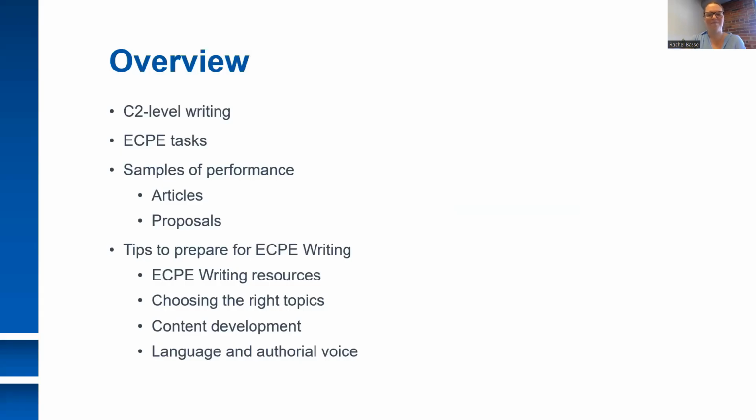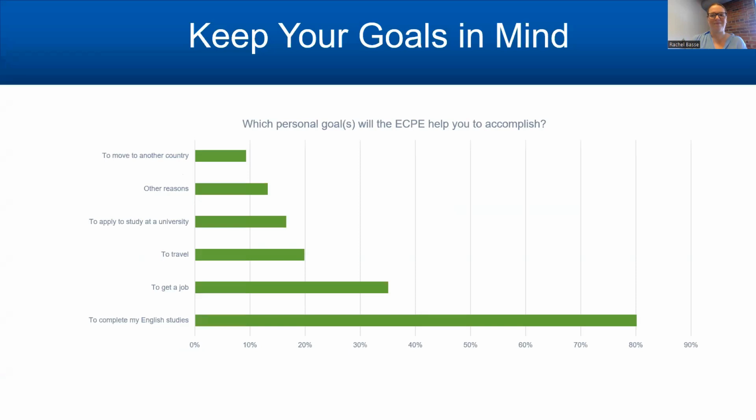So we talked about the level of expectations for writing at the C2 level, the ECPE level of complexity in terms of written task and the language that you're using to explain your opinions, different tasks, different samples of performance, a few tips to work on the language. Remember how what the exam will help you with in some way with your personal goals, with your future expectations in some way.